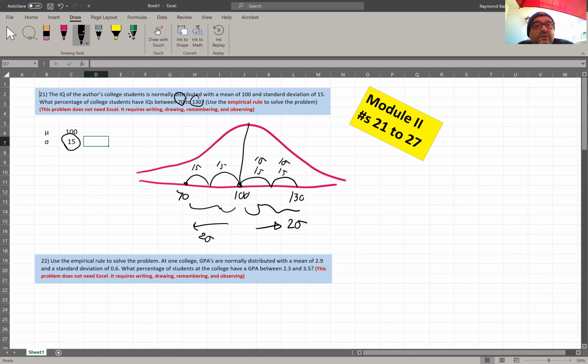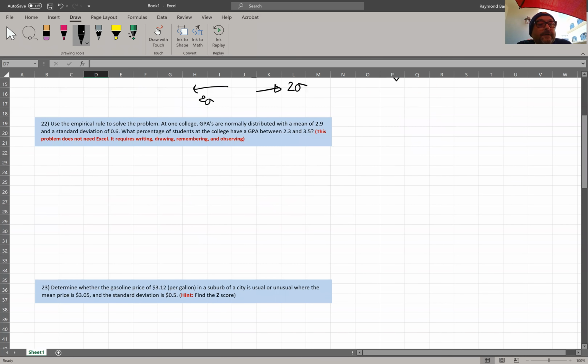All right, so in order for you to capture 70 to 130, you have to go two standard deviations away from the average, which based on the empirical rule says you have captured 95% of the population. And that's why I said you really don't need to do this problem on a spreadsheet, and that's literally what I meant. And that's the answer to question number 21. The answer is 95%. All right, let's move to 22.